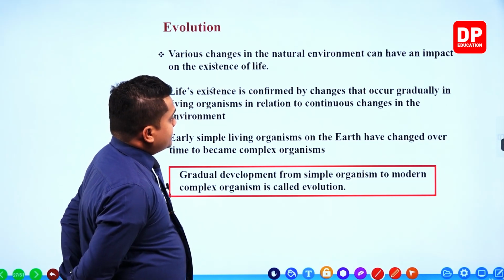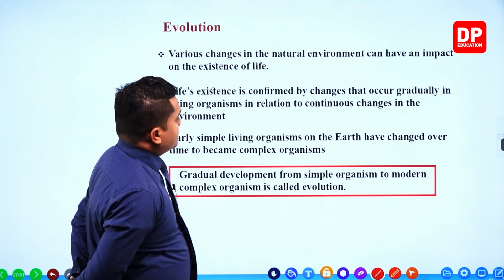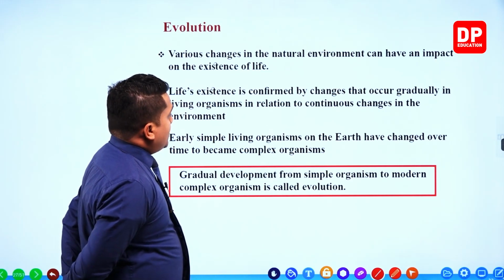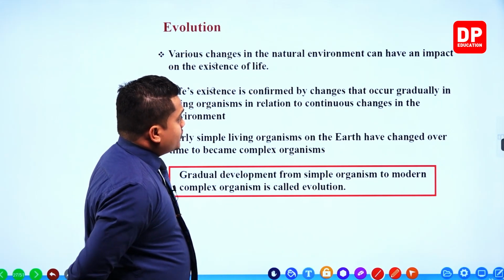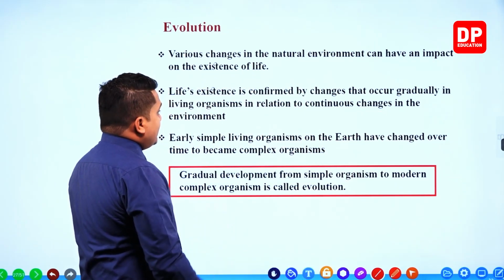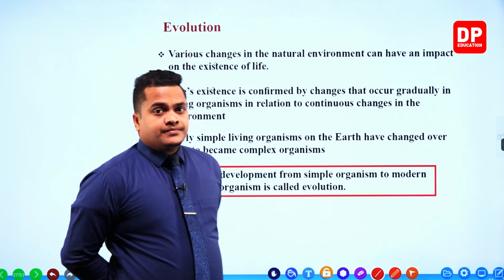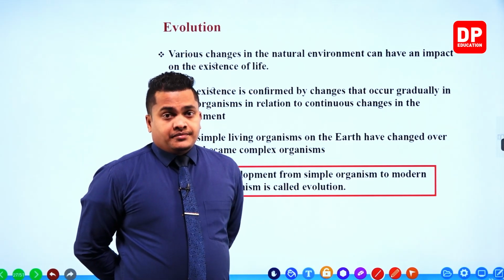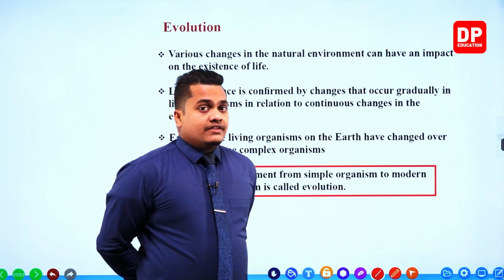Life's existence is confirmed by changes that occur gradually in living organisms in relation to continuous changes in the environment. Now it is given that life's existence is confirmed by, right? So the existence of life is confirmed by changes that occur gradually in living organisms in relation to continuous changes in the environment. Here it is given especially the existence of life. You know that life should exist within the environment. Within our earth, life should exist.